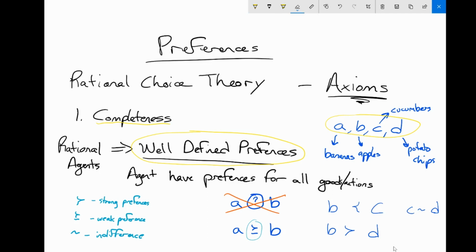All right, so that's the completeness axiom. Let's get rid of that. Let's go to the next axiom.